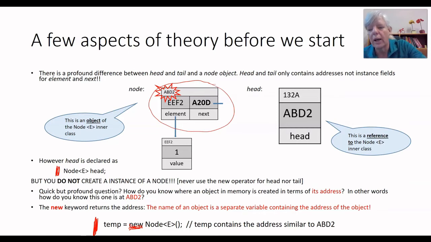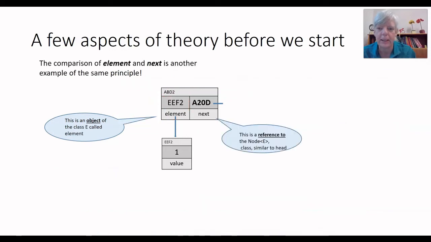Now a trick question, why the E? What is this E all about? Do you know? It is the data type of the element. The element is going to be a, can you guess it? An E. The data type of the element is going to be an E. So if I clean up a little bit, this element is an object of the class E. Next is a reference to node E, the same as head.